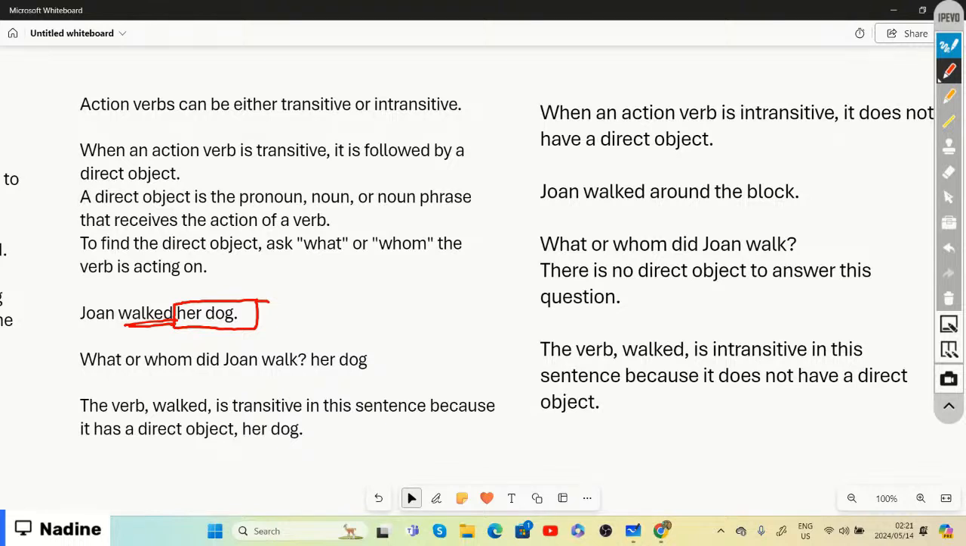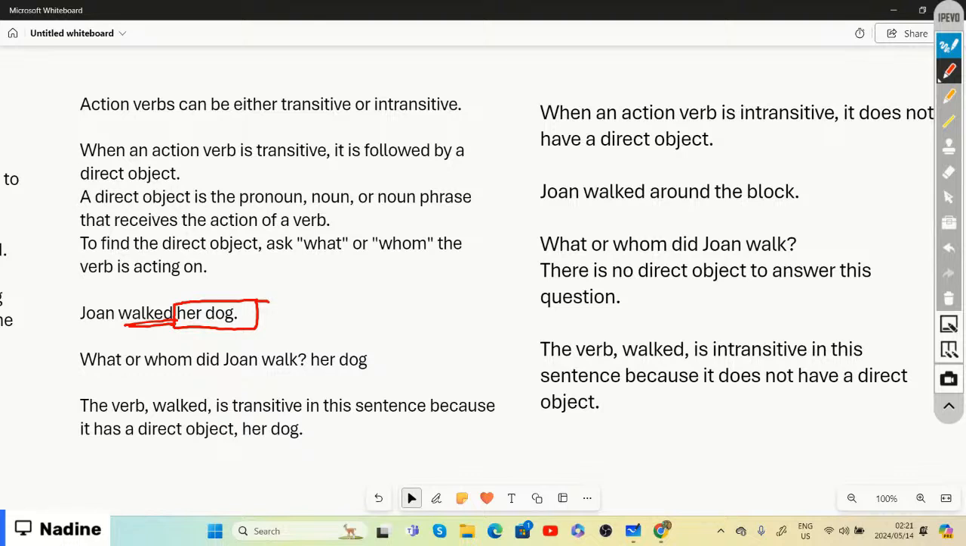And when an action verb is intransitive, remember we said when an action verb is transitive, it is followed by a direct object that tells us what or whom the action is acting on. But when an action verb is intransitive, then it does not have a direct object.